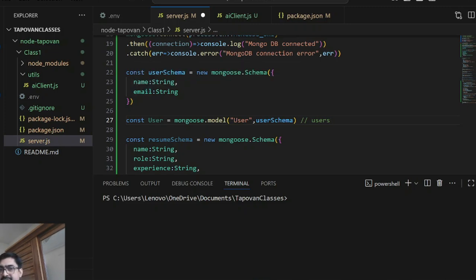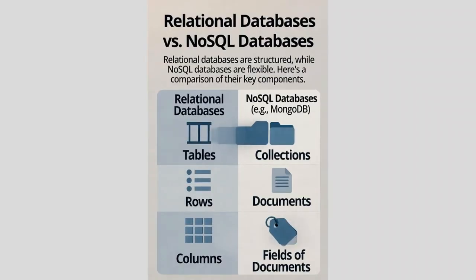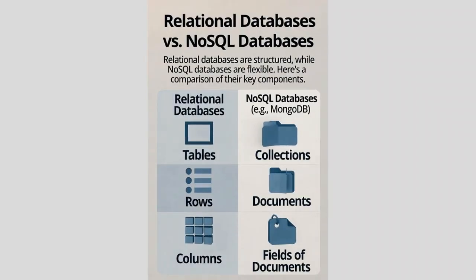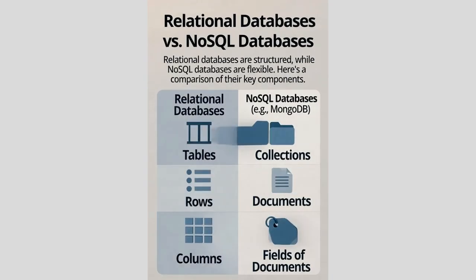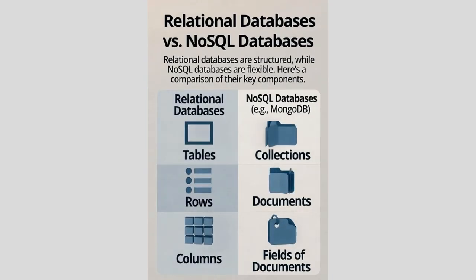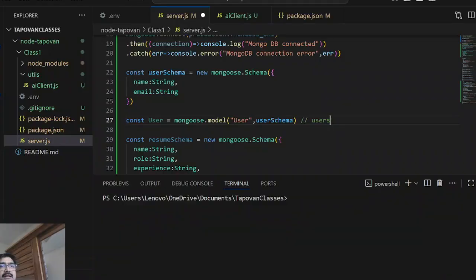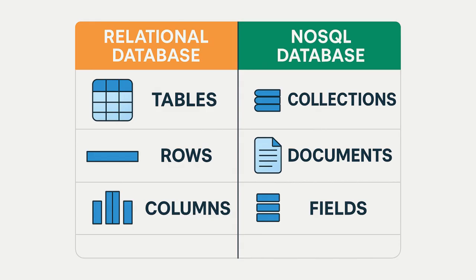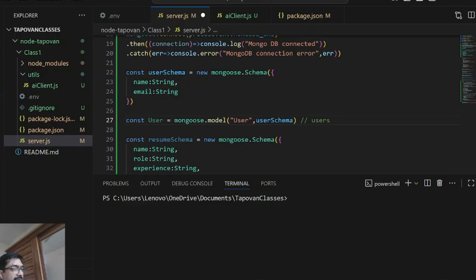If you look at the SQL structure, the corresponding structure will be that a users table will be created, and every record will be a user record. The columns will be name and email. But again, in MongoDB, we don't talk in terms of tables, we talk in terms of documents. So here, a collection of user documents will be created, and each document will follow the structure defined in the schema.